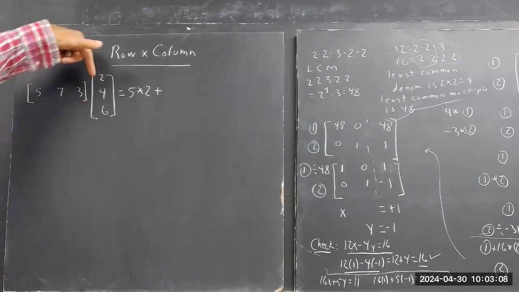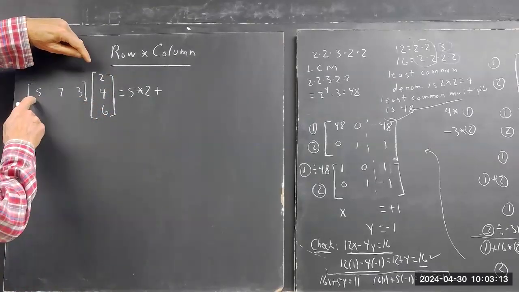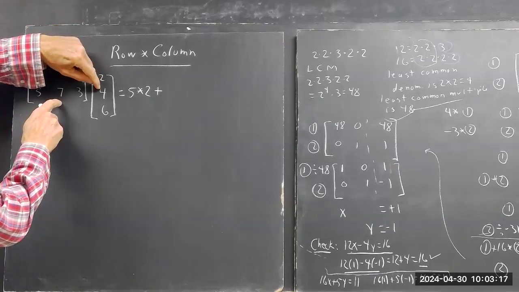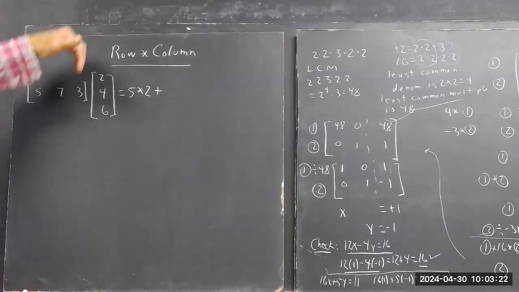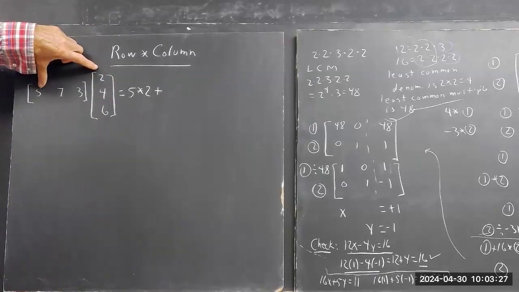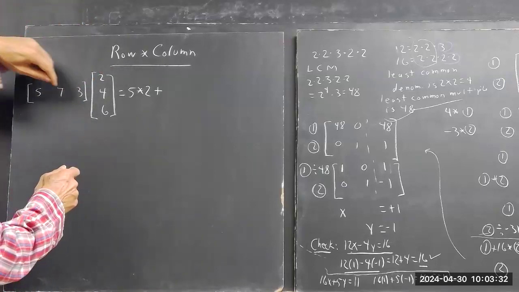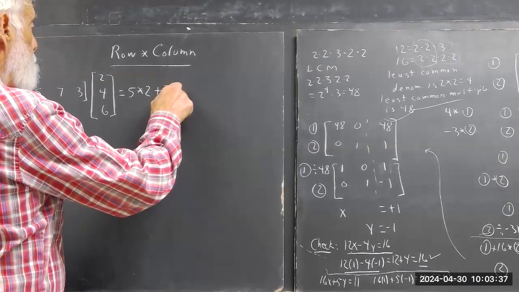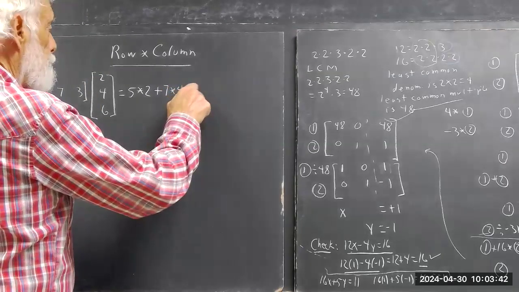Okay, we have a row and a column. Multiply the row by the column. We multiply the first number in the row by the first number in the column. Second number by the second number. Third number by the third number. Always a number from the row times a number from the column. So the first number times the first number is 5 times 2. Second number times the second number, well, people wrote it out carefully and correctly. It's 7 times 4. And then third number times the third number is 3 times 6.